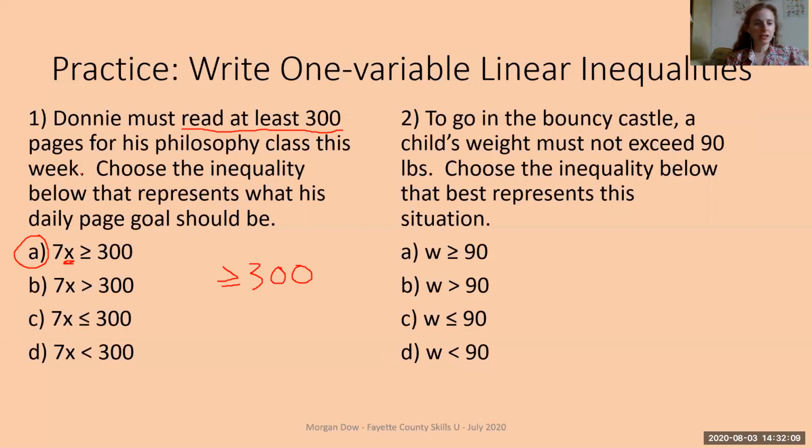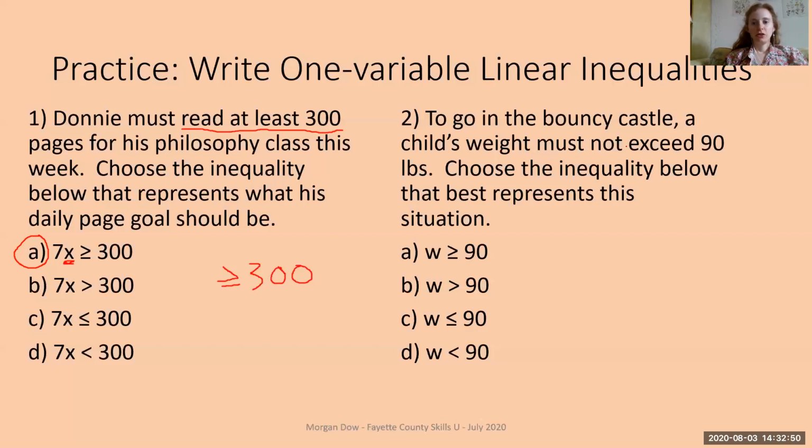And since we're talking about a week, I think that's where the 7 comes from, right? So 7 days in a week times whatever his daily page goal is, that needs to get him up to at least 300 pages. So 7 days in a week times some number of pages per day is going to be greater than or equal to 300 pages. So choice A is our correct answer there. Notice that this problem did not ask you to figure out what his daily page goal should be. It says choose the inequality that represents what it should be.